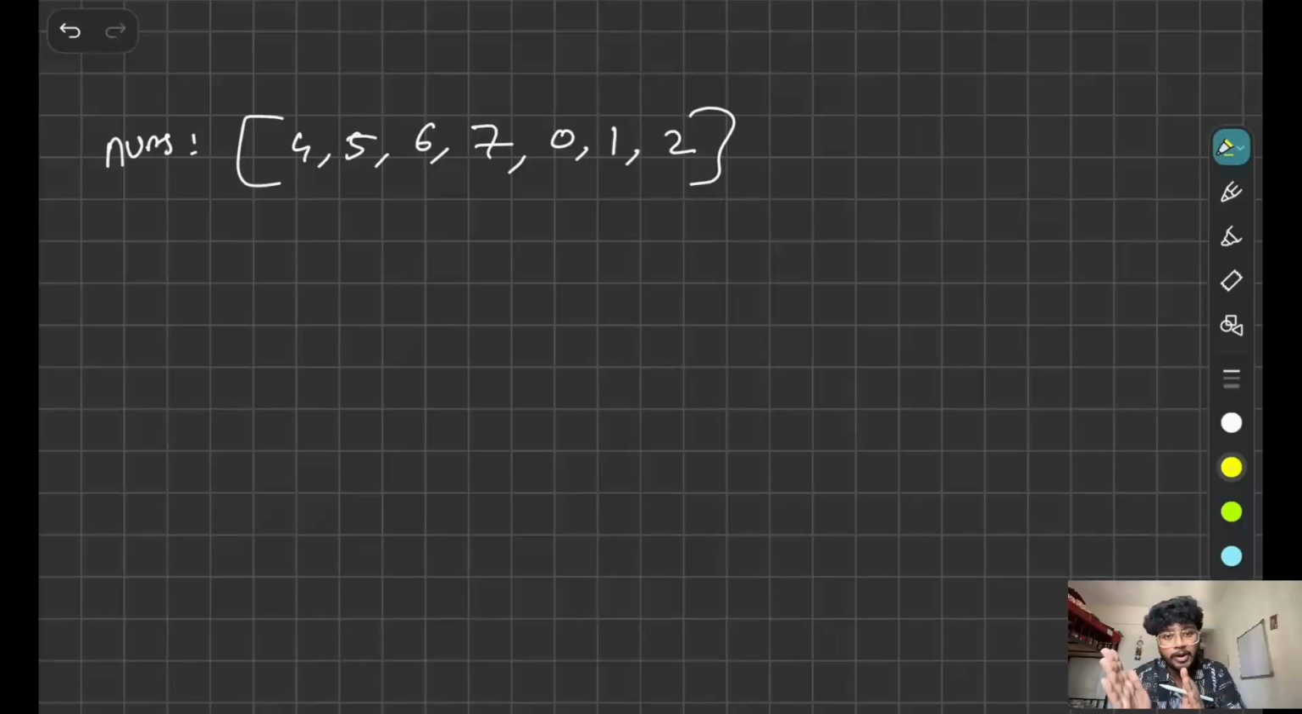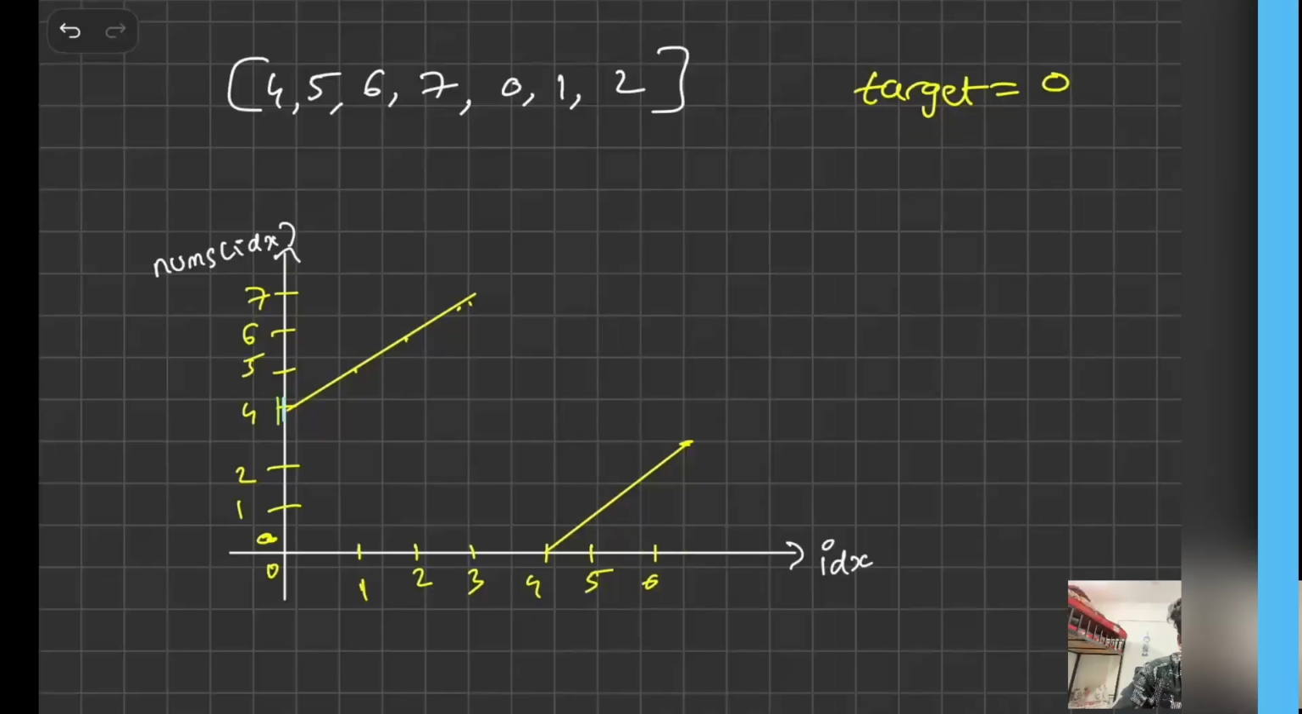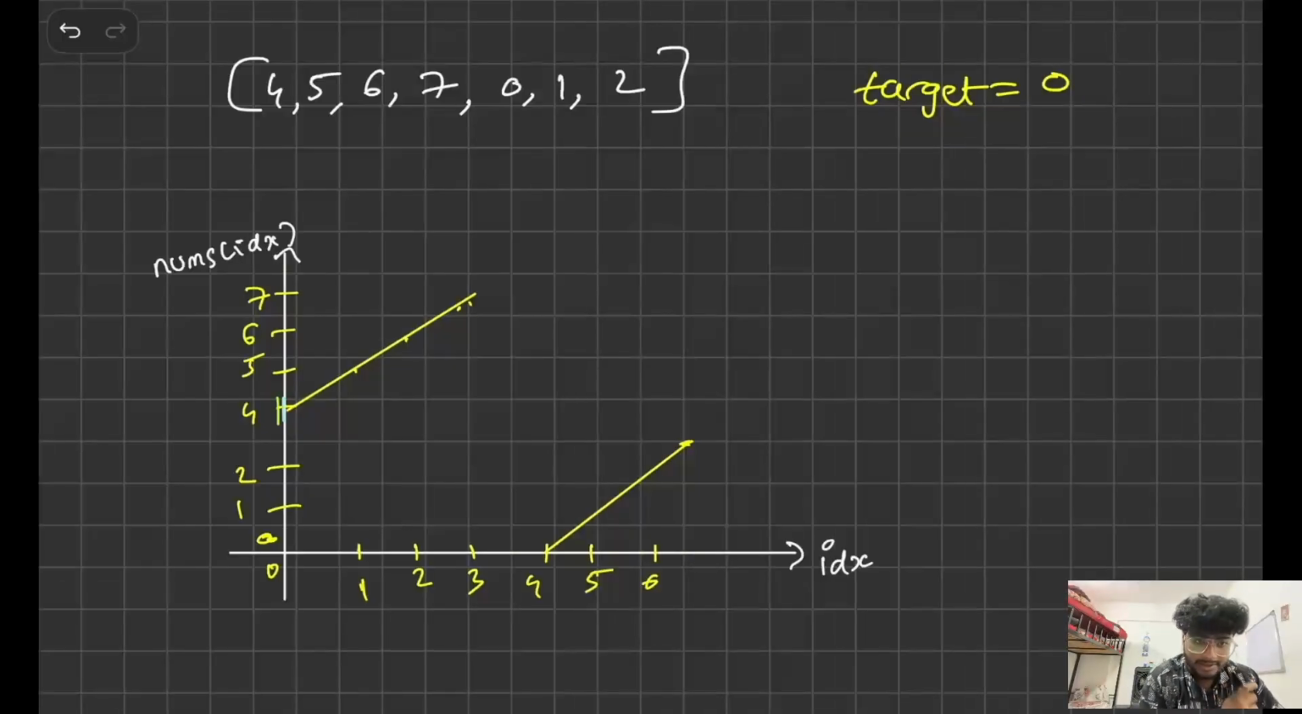Can you eliminate low to mid or mid to high? You should know this. If you are able to eliminate half of the search space in each iteration, then you would be able to apply binary search and get the answer from it. Okay? Alright. So let's consider this array.